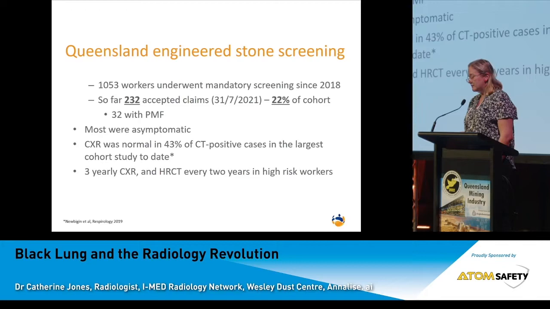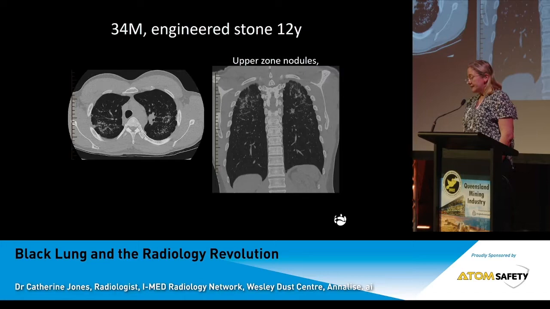So here's an example. He's a 34-year-old man. He's been exposed to engineered stone dust for 12 years, and you can see all these tiny dots there that shouldn't be there. And on the image on the right, nodules that are starting to form clouds, not just individual dots. This is telling me that this man is going to exhibit significant problems with his lung function very quickly.